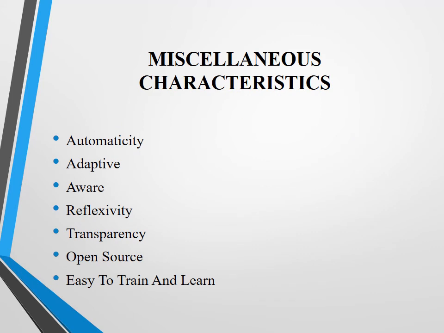These are some of the miscellaneous characteristics of autonomic computing. First is automaticity, second adaptive, third aware, fourth reflexivity, fifth transparency, sixth open source, seventh easy to train and learn.